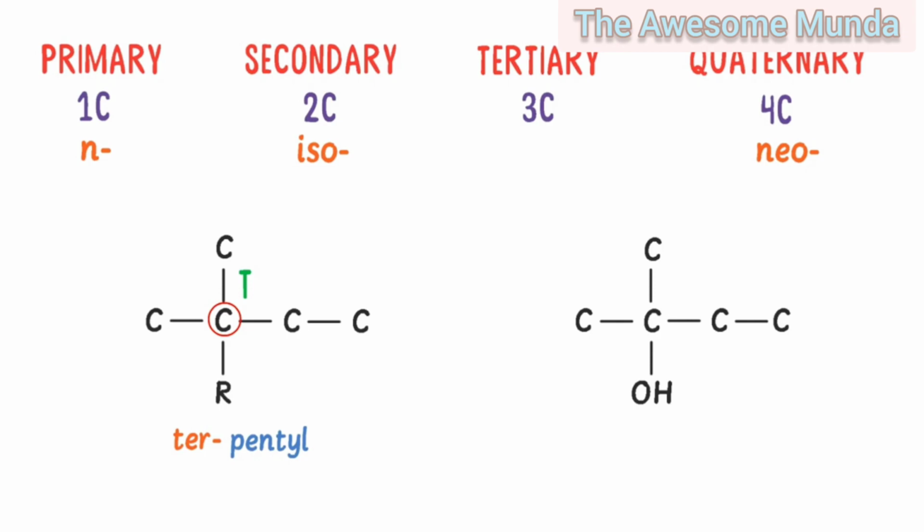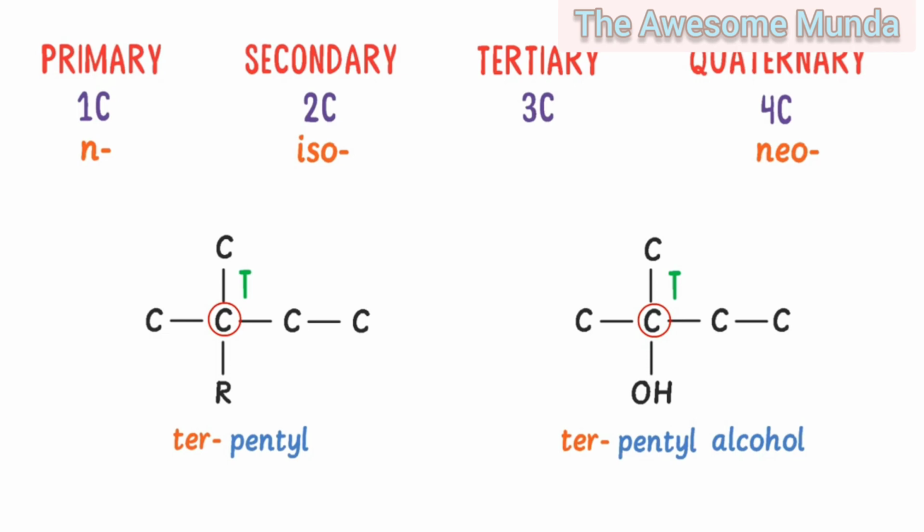Similarly, in this case, the functional group OH is bonded to a tertiary carbon. I write tertiary. There are 5 carbons. I write pentyl. For this OH, I write alcohol. So I get tertiary pentyl alcohol. Remember that if an alkyl group or functional group is bonded to a tertiary carbon, we use tertiary for both of them. Thus note down all these examples.